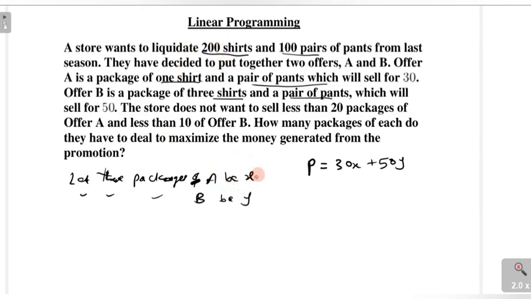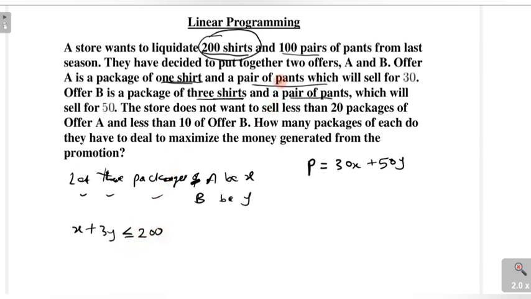Remember that we said that A is going to purchase X and B is going to purchase what? Y. So it means that if you are buying one shirt from A, we're going to have one shirt, one X, plus we are buying three shirts in package B, so that'll be 3Y, and we have a total amount of what? 200 shirts. So the number of shirts that can be bought must be less than or equal to 200. So that's the first inequality.